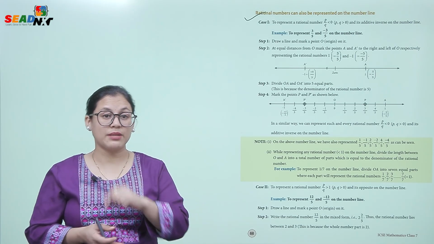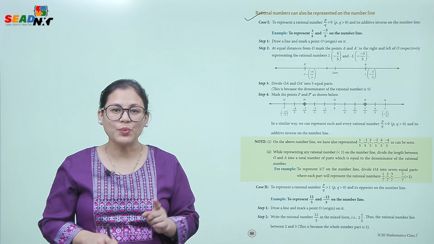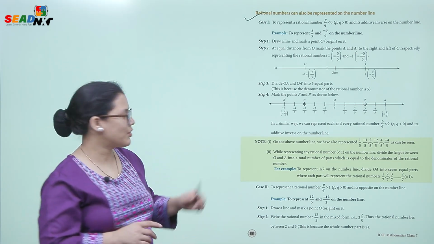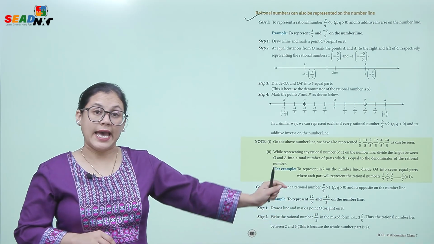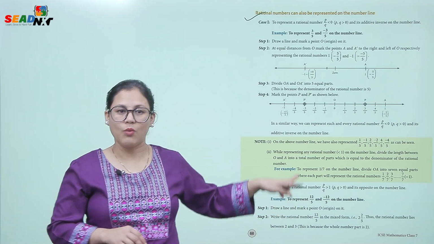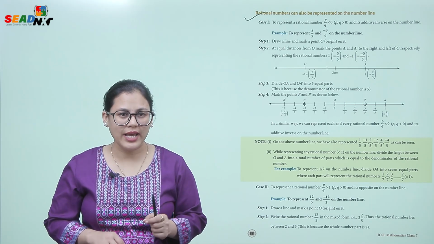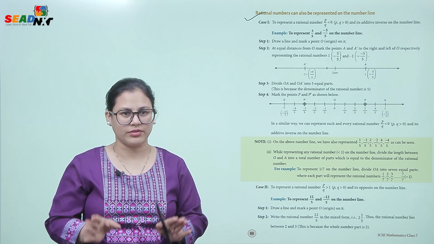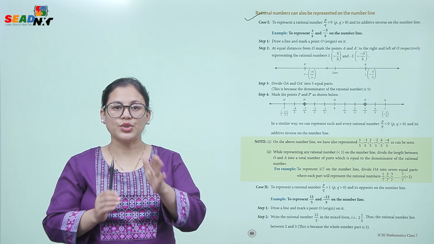Now case number 2, to represent a rational number p by q which is greater than 1 and its opposite on the number line. So here we have two rational numbers, 12 by 5 and minus 12 by 5. And this rational number is greater than 1. So how are we going to represent it on number line? Step 1, draw a line and mark a point O, that is origin on it. Step 2, write the rational number 12 by 5 in the mixed form, that is 2 whole 2 by 5.